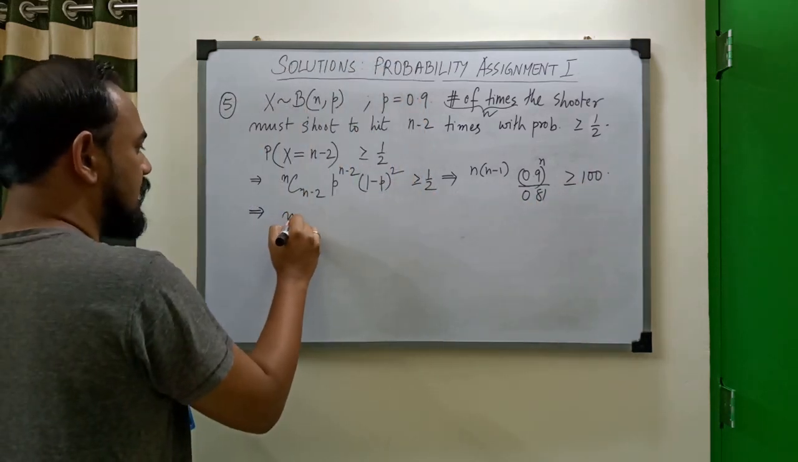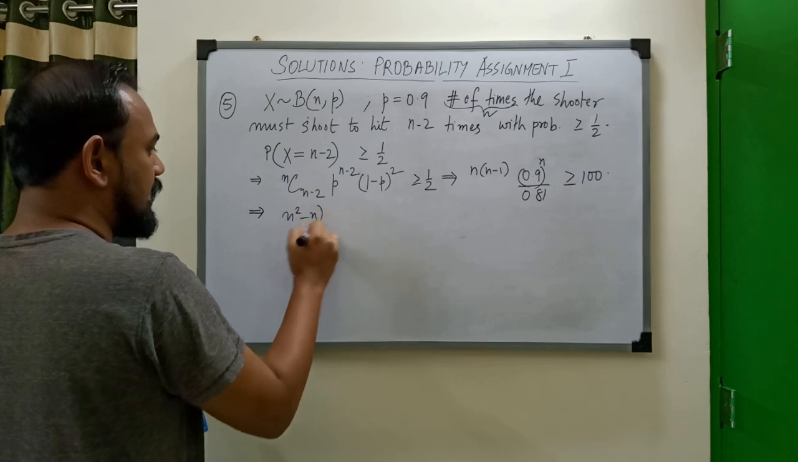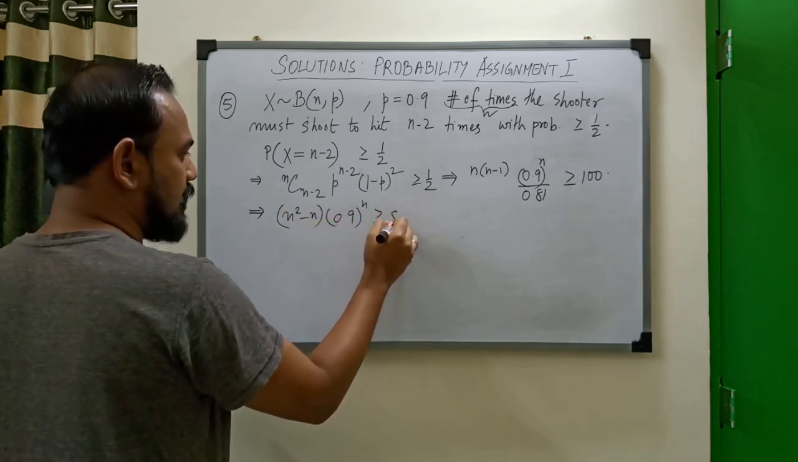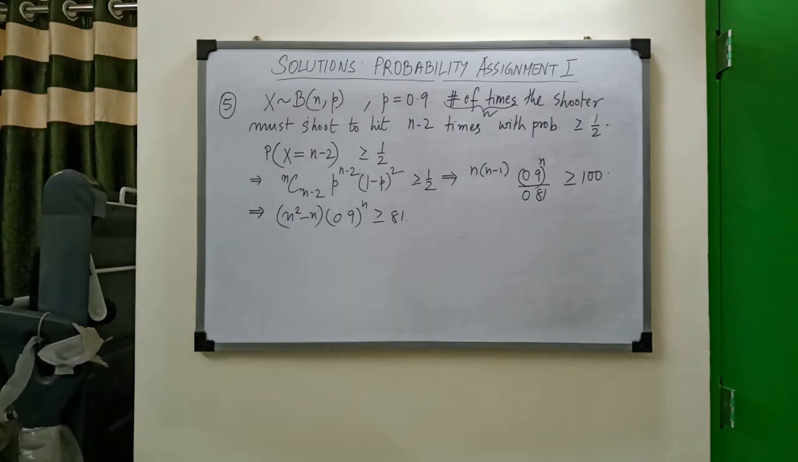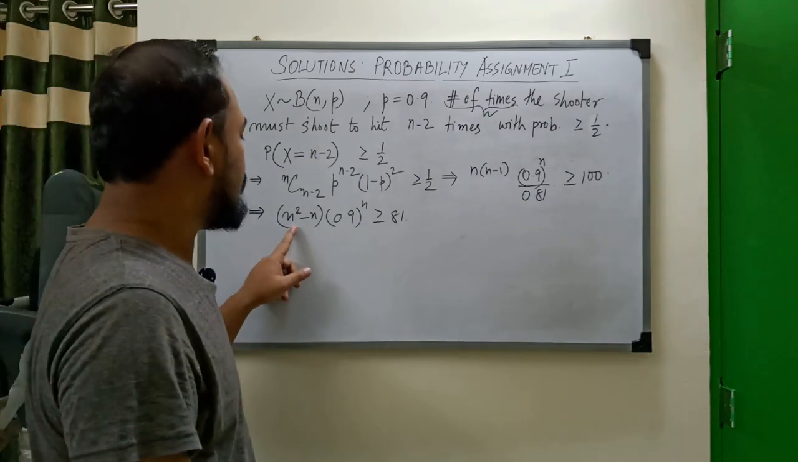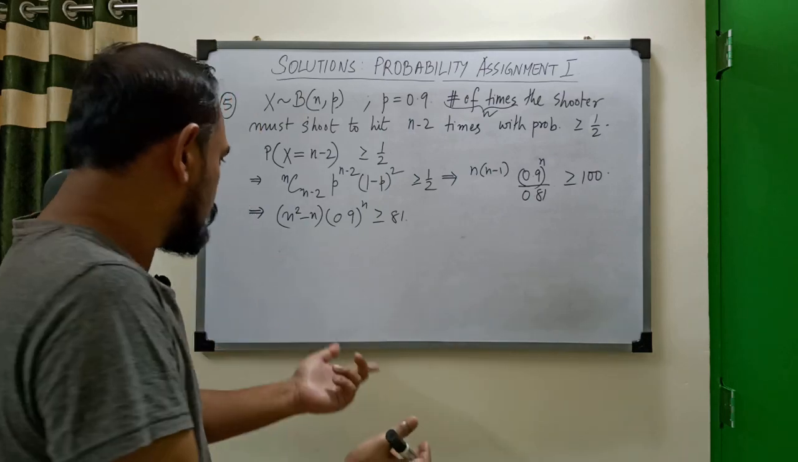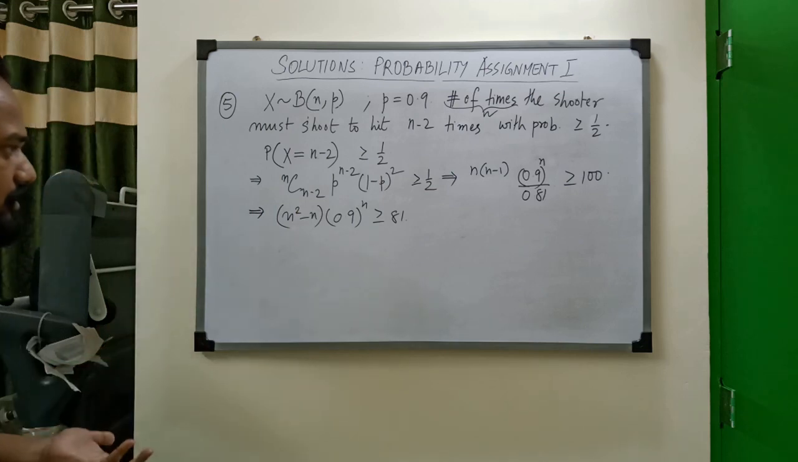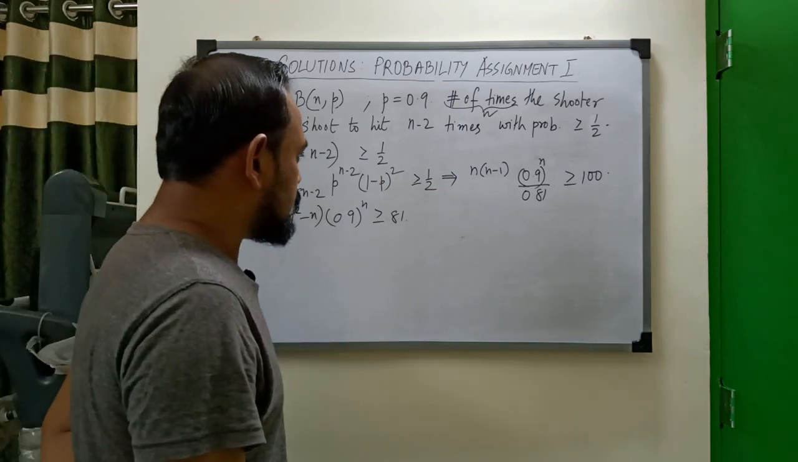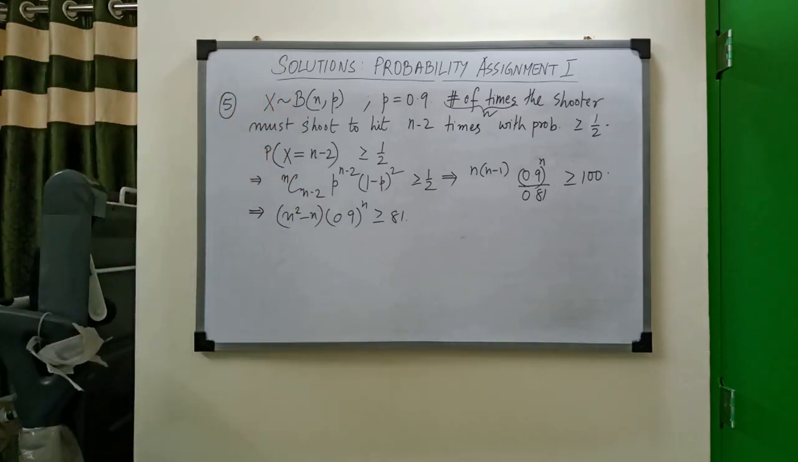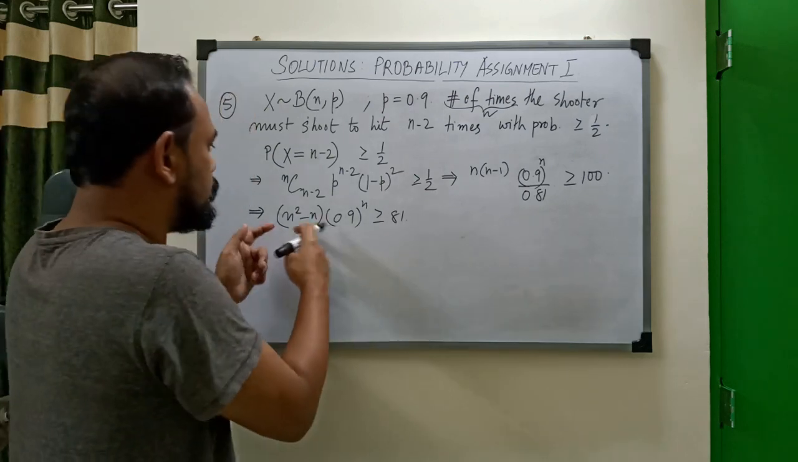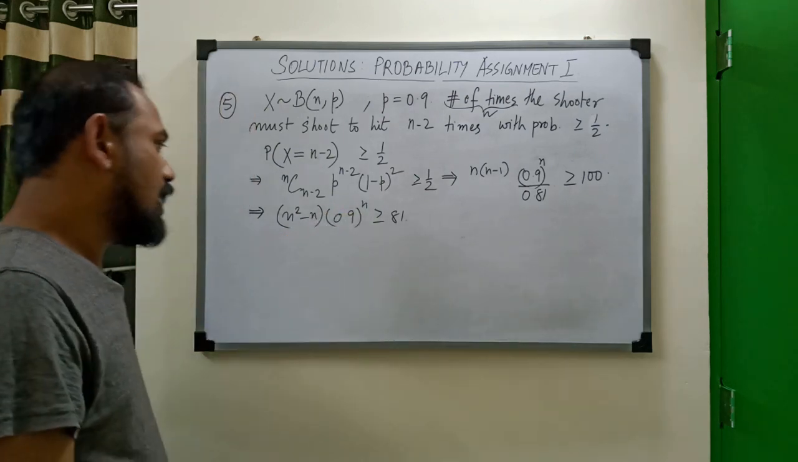So really what I have is n squared minus n, times 0.9 to the n, and on this side I have 81. Okay, so that's the equation. You have to find n, at least that many number of times the shooter must shoot, so that this expression becomes greater than or equal to 81. That's the answer. You just have to find n from here. Now it turns out in this problem, I had actually asked you to use the calculators and go through what different values of n you can put.